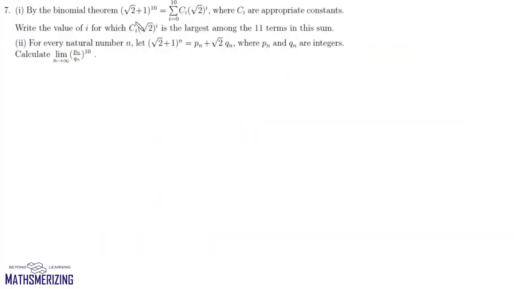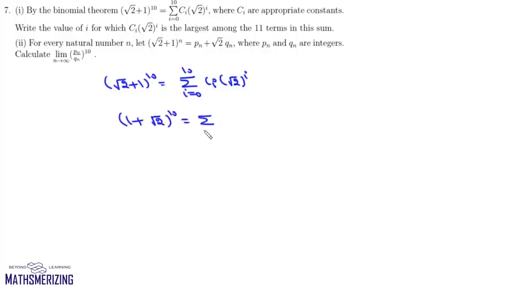Now question number 7 is, by the binomial theorem, we can write root 2 plus 1 to the power 10. It is this summation I varies from 0 to 10 Ci into root 2 to the power I. And if we have to get it in this form, we have to write this as 1 plus root 2 to the power 10 and it will be equal to this summation I varies from 0 to 10 Ci into root 2 to the power I.